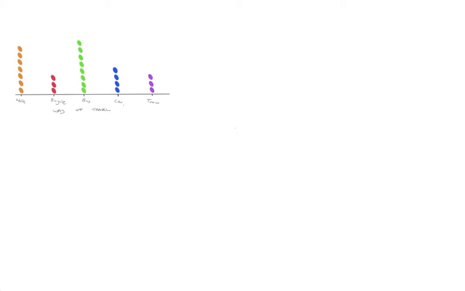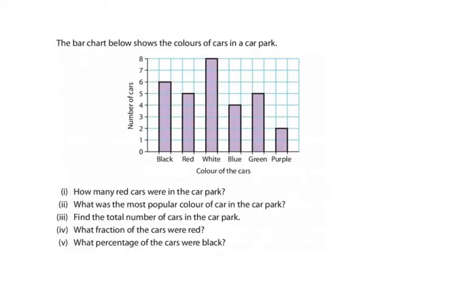Hopefully it'll just disappear now. Yep, and I'll get rid of this one as well. And we'll have a look at this. So this is the first question that you are going to have for homework today. So the bar chart shows the colors of cars in a car park. So the colors, there's a black car, red, white, blue, green, purple. They're all the different colors. And then the number of cars is on the left-hand side. You can see it's nice and neat because of the graph paper.